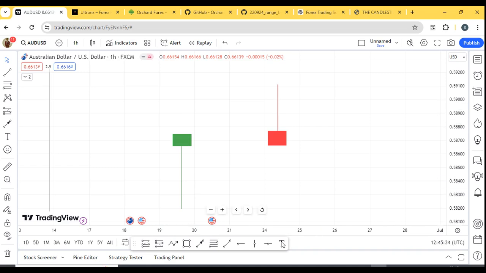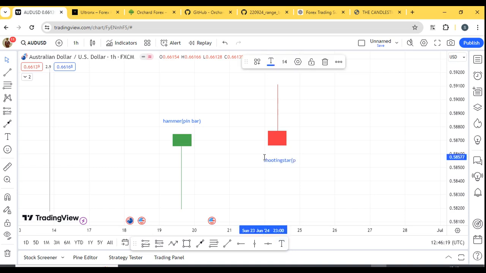So here, let's take note of it. We could call it a hammer, or in brackets we call it a pin bar. While here we could call this a shooting star or a pin bar. As it reverses the other way around, it is also called a shooting star.